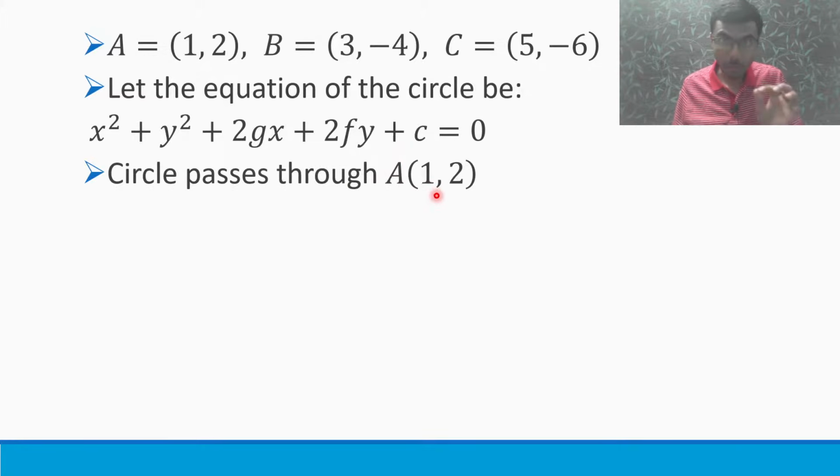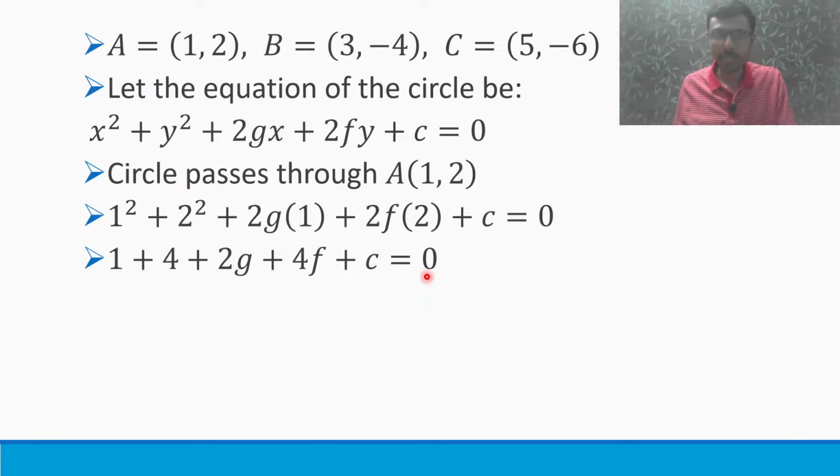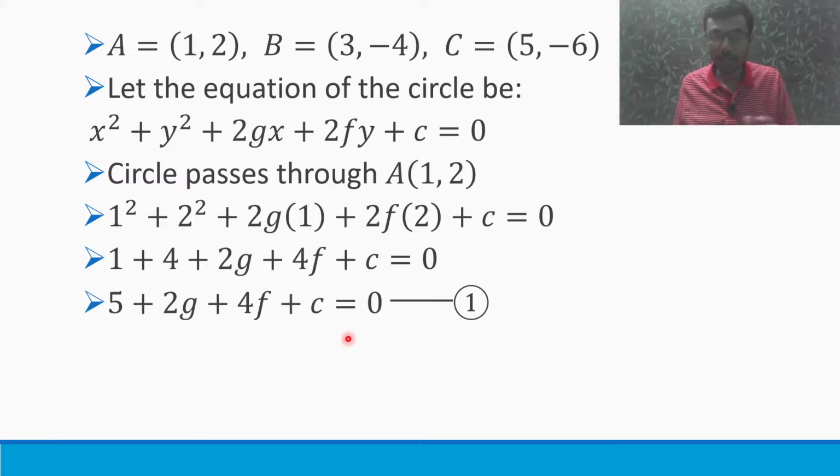The circle passes through A (1, 2). So in place of x and y, please put 1 and 2. I'd get 1 squared plus 2 squared plus 2g into 1 plus 2f into 2 plus c equals 0. Next, 1 squared is 1, 2 squared is 4, and 1 plus 4 is 5. So mark this as equation 1.